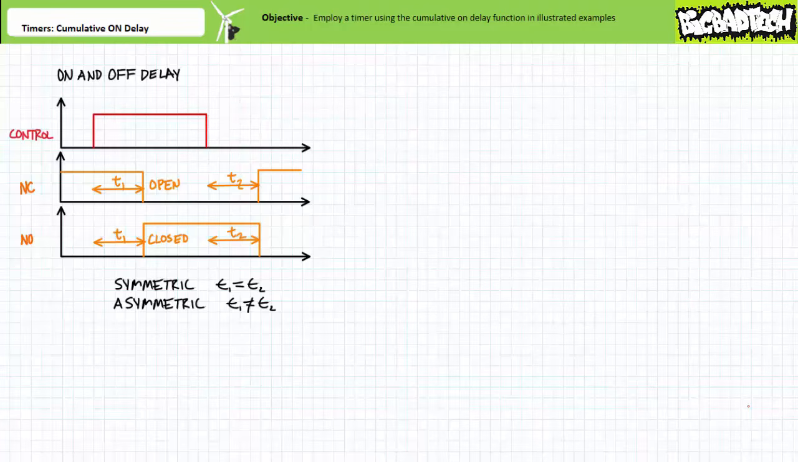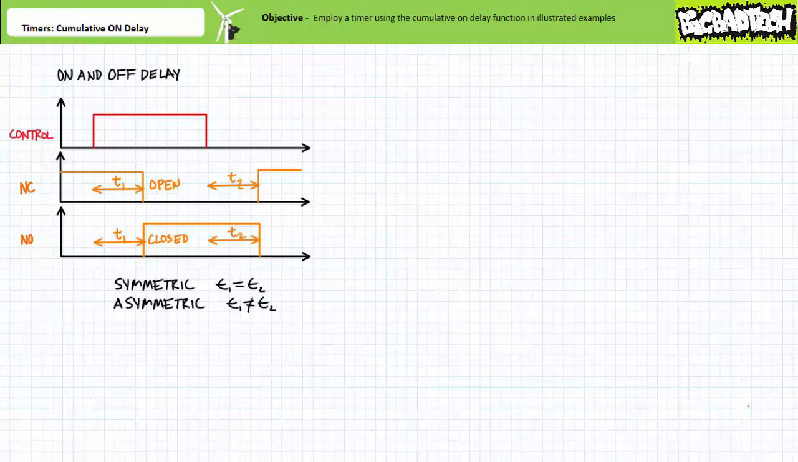A symmetric on and off delay timer means the on delay and off delay time period are equal to each other. T1 equals T2. To set a symmetric on and off delay timer would necessitate only one delay adjustment. In contrast, an asymmetric on and off delay timer means the on delay and off delay are not equal to each other. T1 does not equal T2. Timers executing an asymmetric on and off delay would require two independently adjustable delay periods.